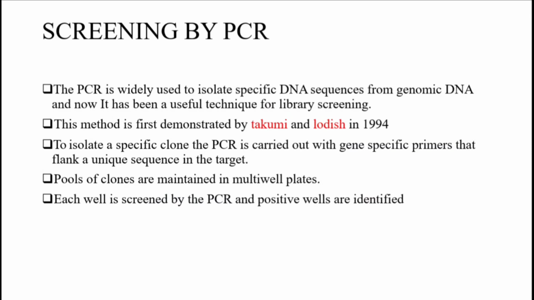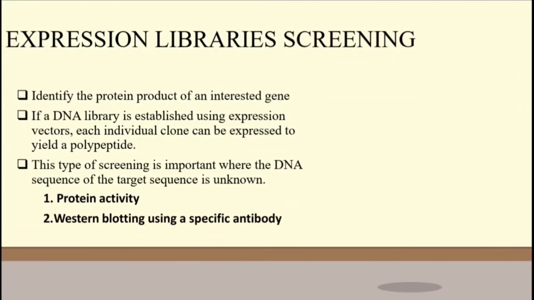Okay. So screening by PCR was carried out to isolate specific DNA sequences from genomic DNA, and now it has been a useful technique for library screening. This method was first demonstrated by Takumi and Irish in 1994. To isolate a specific clone, the PCR is carried out with specific gene primers that flank a unique sequence in the target. Pools of the clones are maintained in multi-well plates, and each well is screened by the PCR and positive wells are identified.